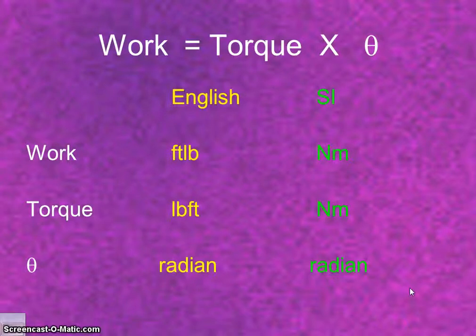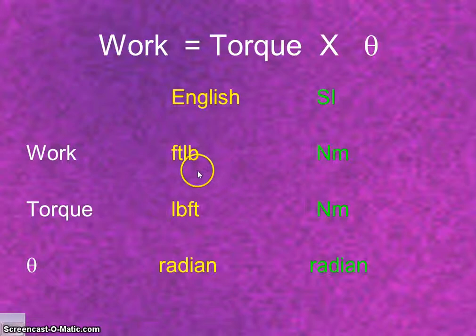Okay, what about this work? All right, we know how to find torque. We're going to multiply torque times theta. So think of it in terms of this. We said work was force times distance. This is your force-like quantity, and the angle, or theta, is going to be your angular distance.